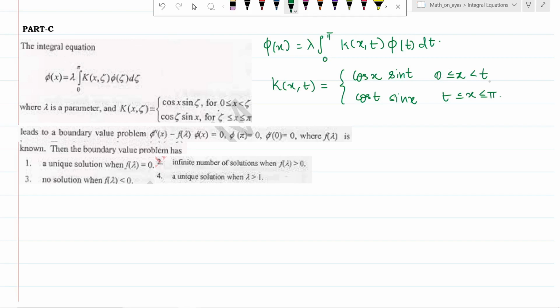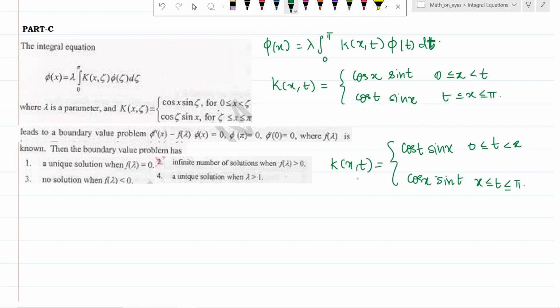But we have the limit in terms of 0 to t and t to pi. We may not apply the same limit here because here we have t in the integral. So we need to make the integral limit with respect to t, right? So we need to have the integral from 0 to x and x to pi. But we have to replace this t by x and x by t first. So replacing t by x and x by t in this kernel, we get K of x comma t is equal to cos t sin x for 0 less than or equal to t less than x, and cos x sin t for x less than or equal to t less than or equal to pi.